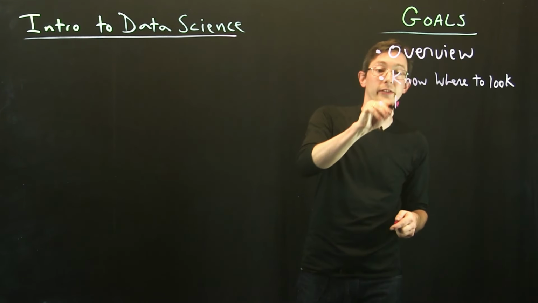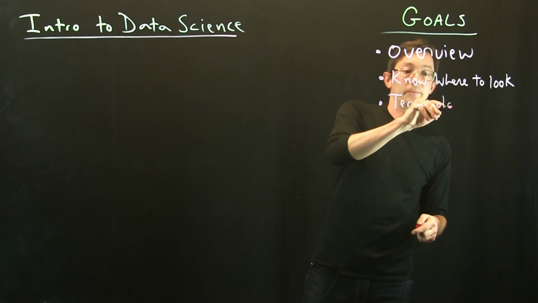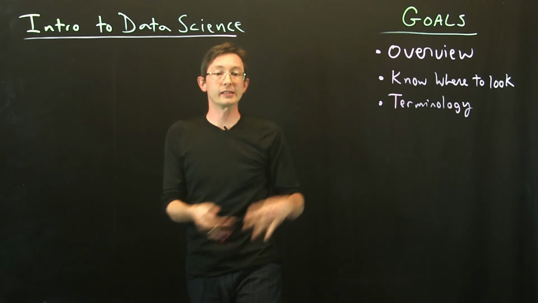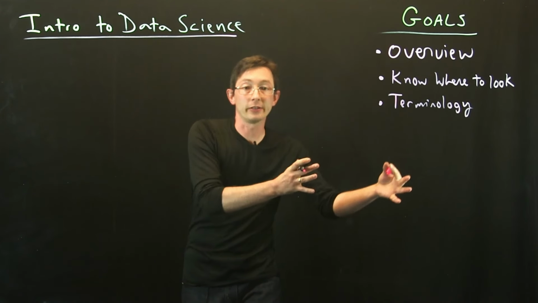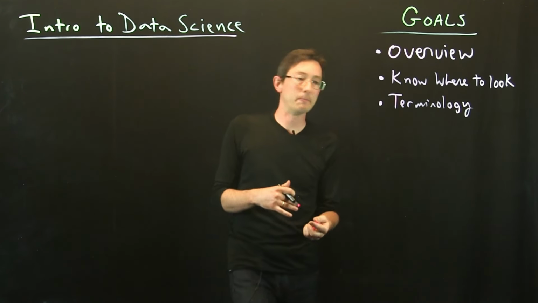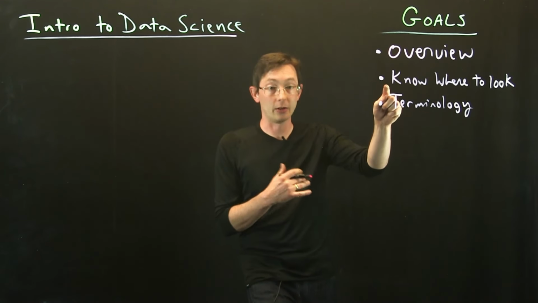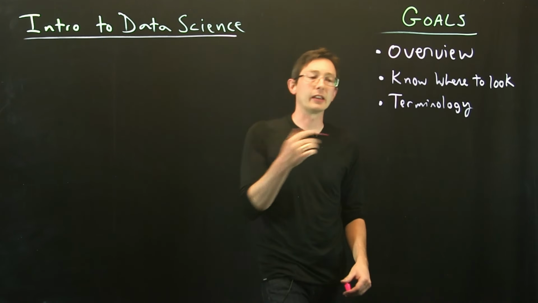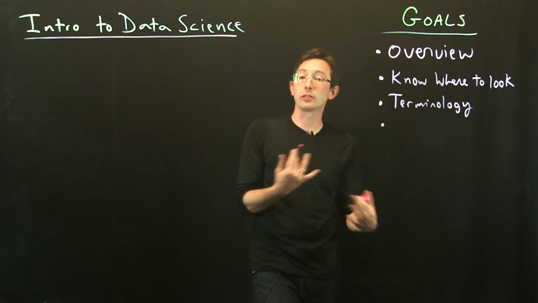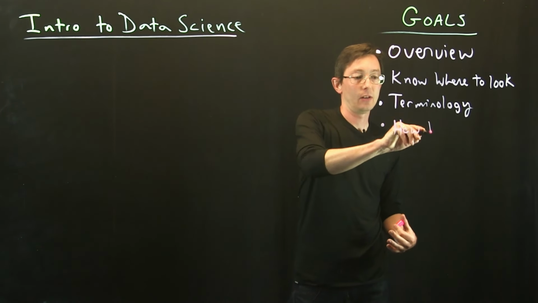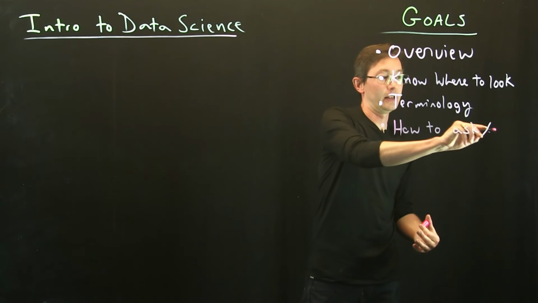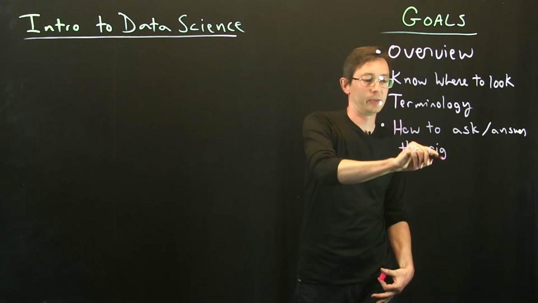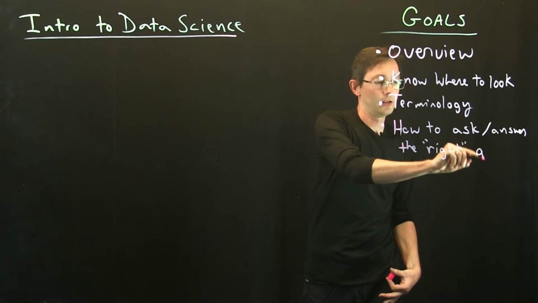I want you to know what things are called, the terminology. So how to be basically literate in data science and machine learning. What's the difference between a neural network and a different machine learning algorithm? Terminology is really important to know where to look. In addition to that, I want us to be thinking about how to ask and answer questions, how to ask and answer the right questions. And that's very subjective, so I'll put it in quotes, the right questions.